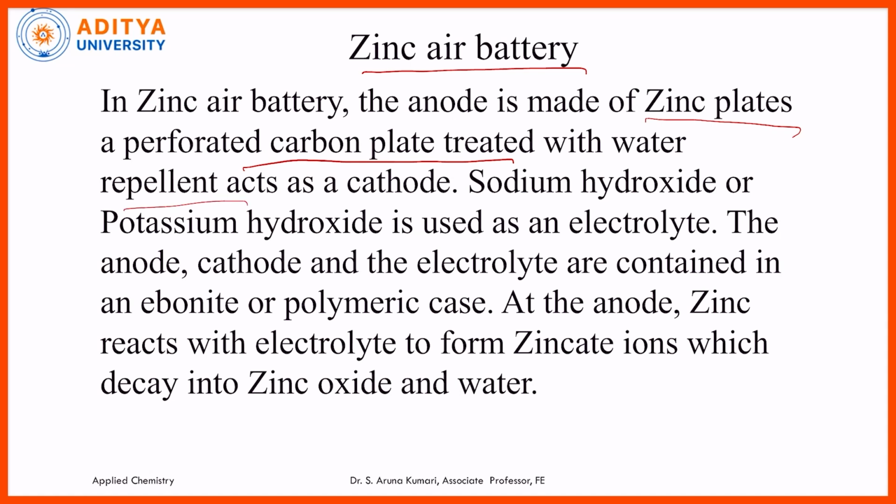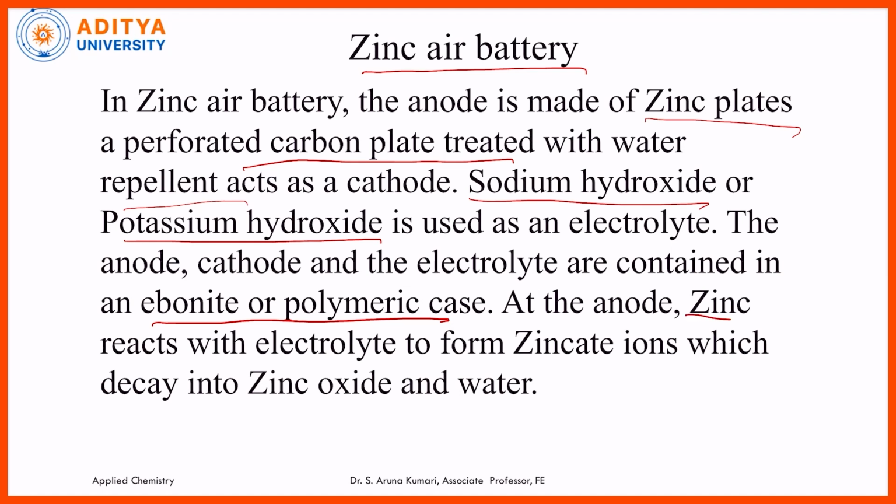Sodium hydroxide or potassium hydroxide is used as an electrolyte. So, here we have used sodium hydroxide or potassium hydroxide as electrolyte. The anode, the cathode and the electrolyte are contained in an ebonite or polymer case. So, this entire setup of anode, cathode and electrolyte is taken in the ebonite or polymeric case.